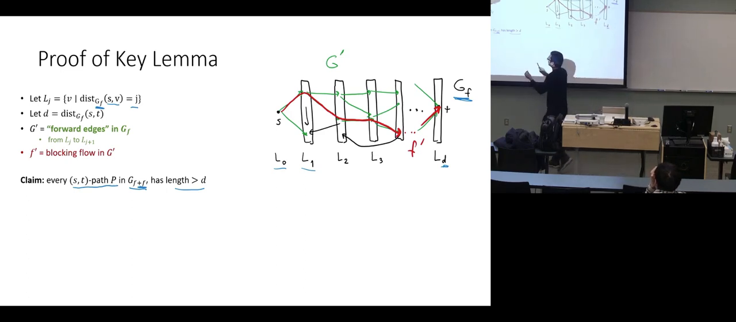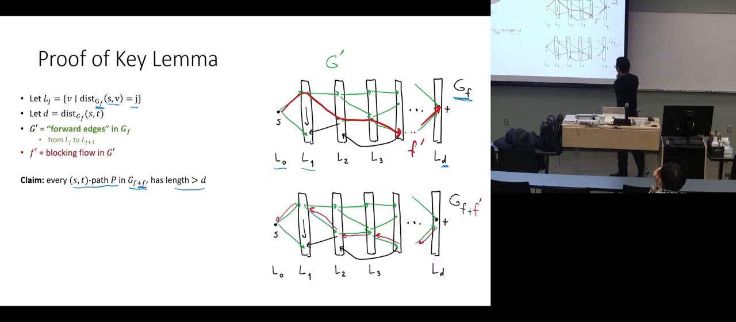Because it means that the distance from S to T after augmentation is now strictly more than D. It increases. Okay, so why is this true? This is the intricate proof. If you look at the residual graph after I augment F prime, let's see how it looks. I might introduce some new edges into this residual graph because I augment along green edges. So I might introduce some new edges that go backward. The first thing to note is that in this residual graph after augmentation, there are no new forward edges. I only add new backward edges.